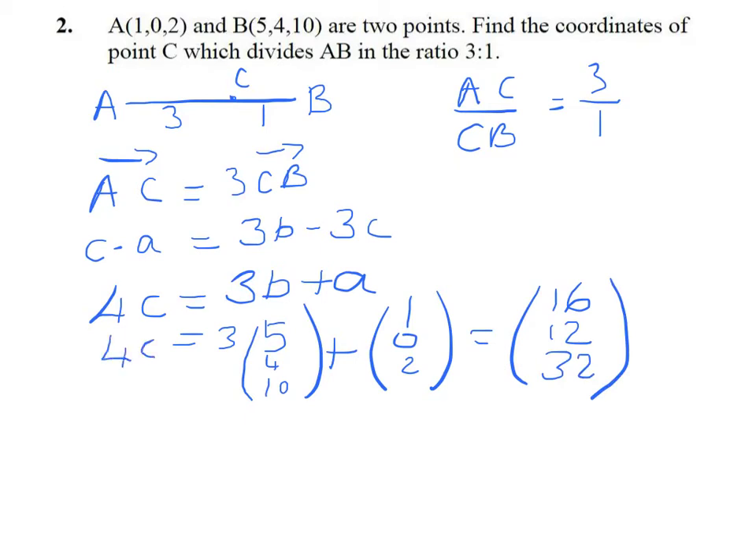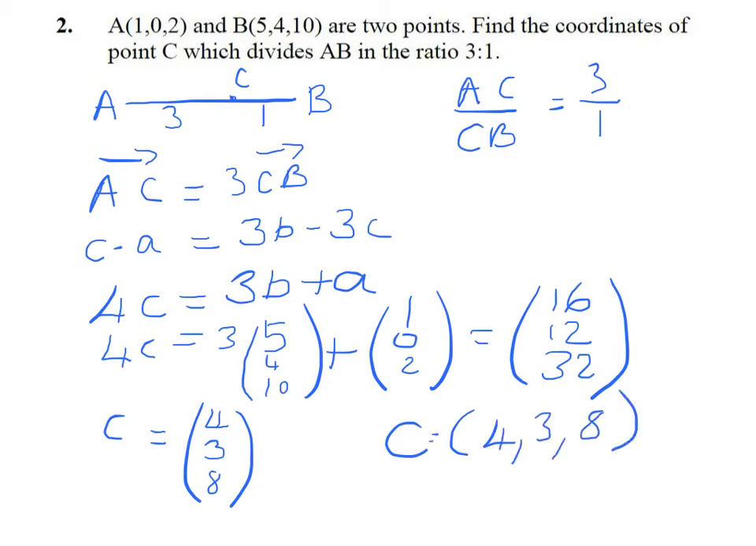Now I must remember that's 4C. So C is going to be a quarter of that. So it's (4, 3, 8). And that, as a coordinate, is (4, 3, 8). And 3 marks there: one for setting up correctly, one for getting to this point here, and the third for getting your actual coordinates.